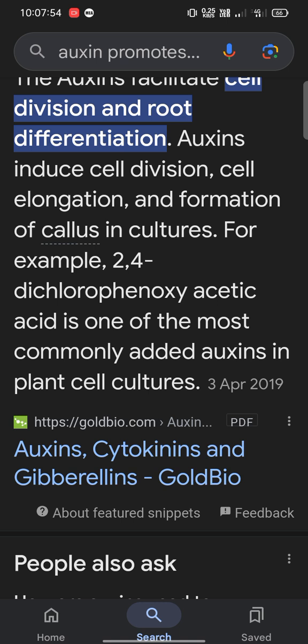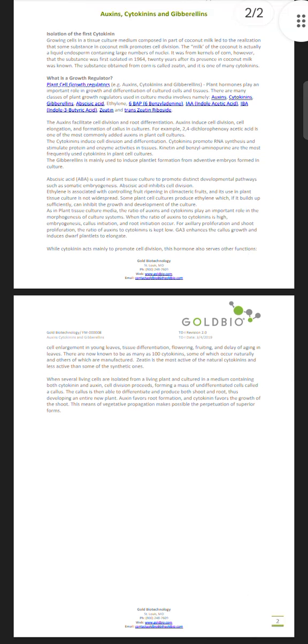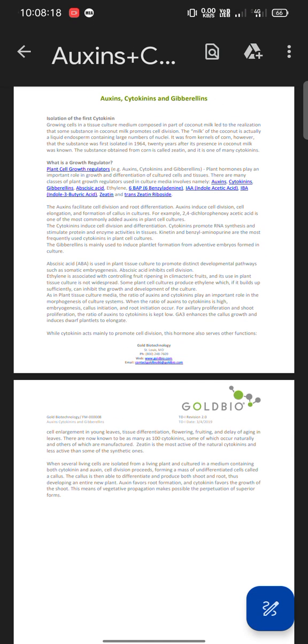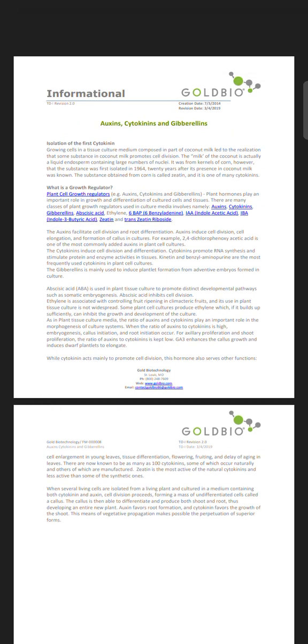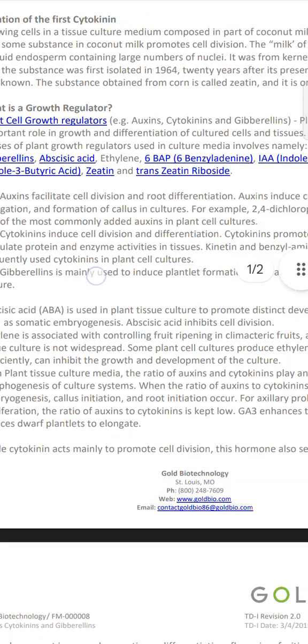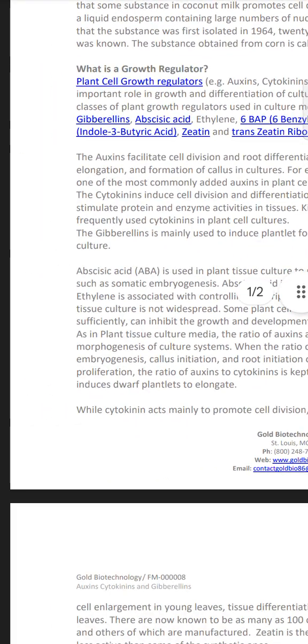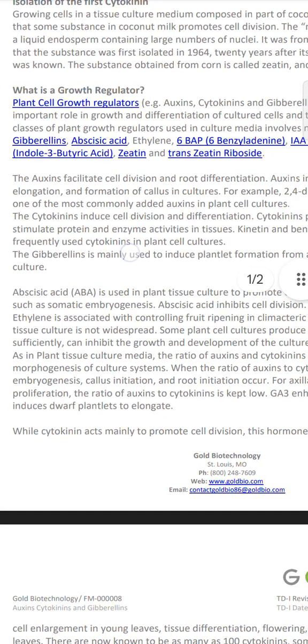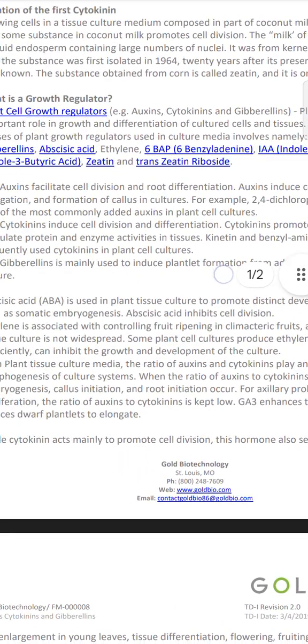For example, 2,4-dichlorophenoxyacetic acid is one of the most commonly added auxins in plant cell culture. So, if auxin is promoting root, then cytokinin will be promoting the shoot growth. The auxin facilitates cell division and root differentiation, while the cytokinin induces cell division and differentiation. Cytokinin promotes RNA synthesis.